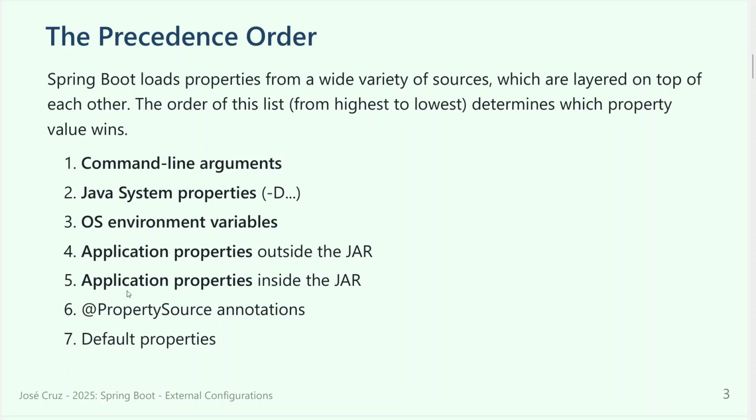Then, of course, you have application properties inside the jar. If you are using the PropertySource annotation, this is a kind of annotation that you can put on a bean, and you can map a properties file. It's not a configuration per se, but it's a way for you to put configuration in your code in an easier way to work with. And then, of course, there are the default properties that exist in Spring Boot.